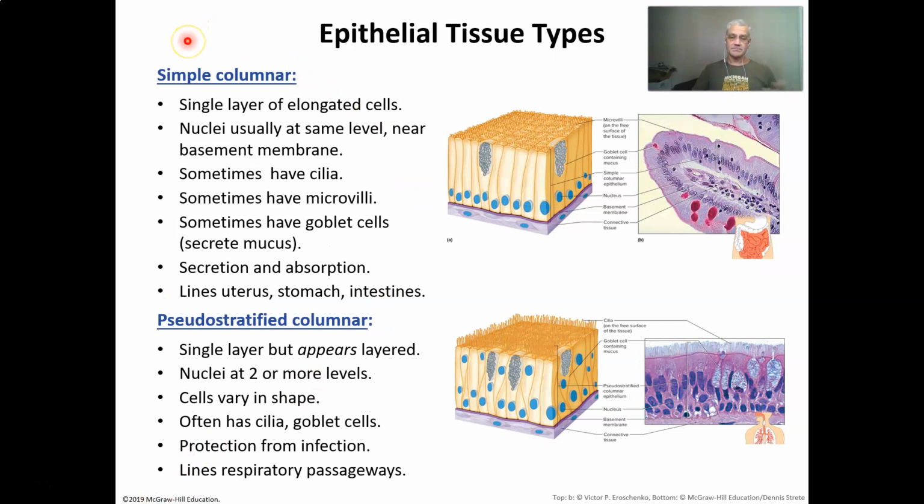Now, the next shape, again, simple. Simple means one cell layer. Okay, you got that. Columnar. Columnar means they are shaped like a column. These are tall and thin cells. These are found in the stomach, in the uterus, and in the intestines.